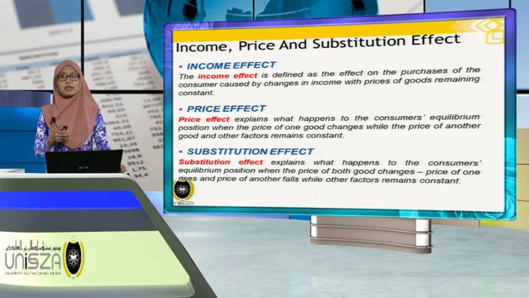And the last one is the substitution effect. The substitution effect explains what happens to the consumer equilibrium position when the price of both goods changes, the price of one rises and the price of another falls, while other factors remain constant.